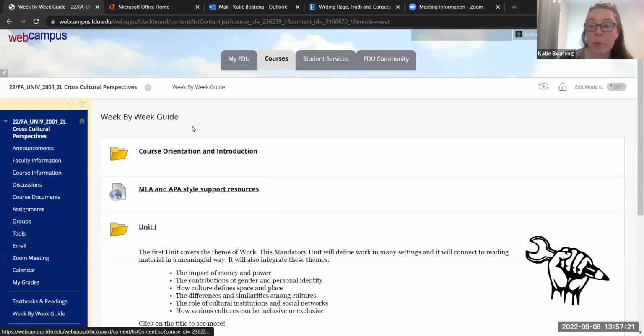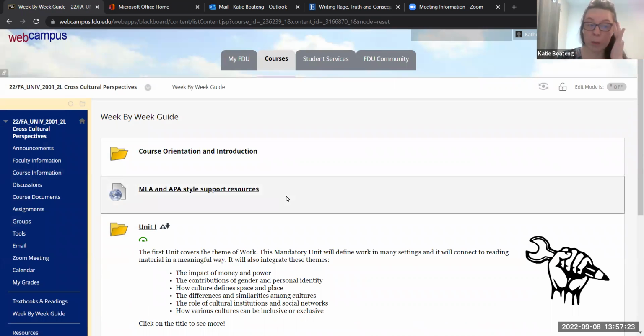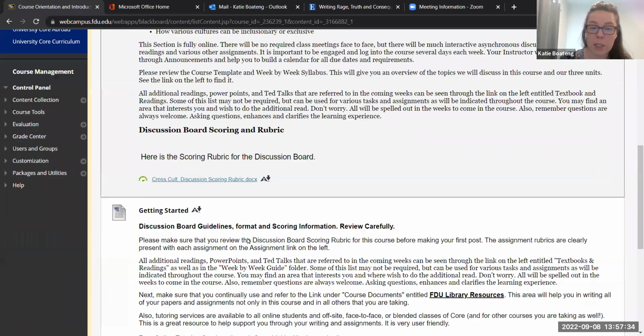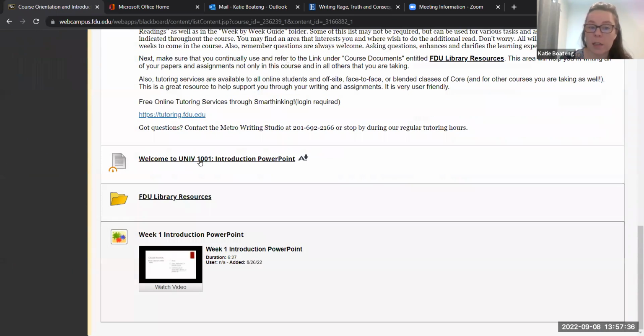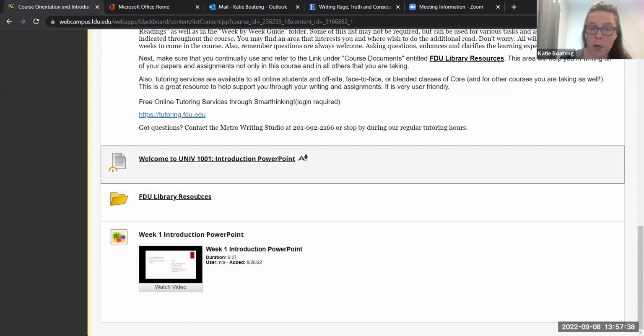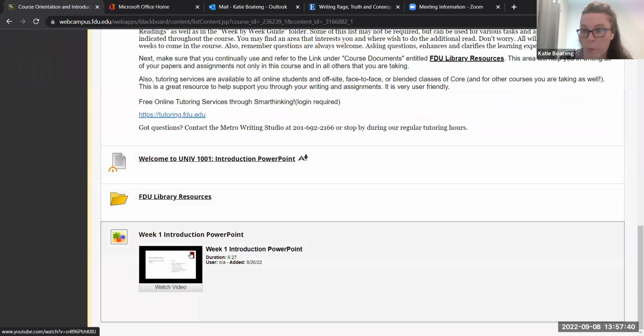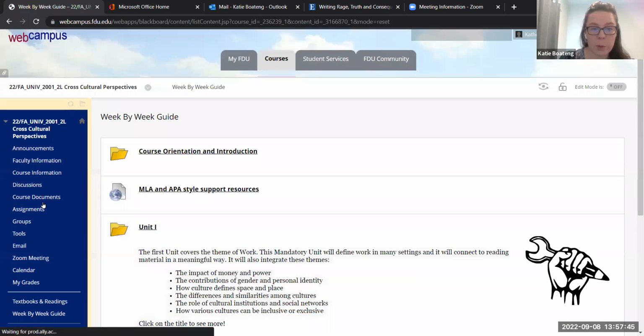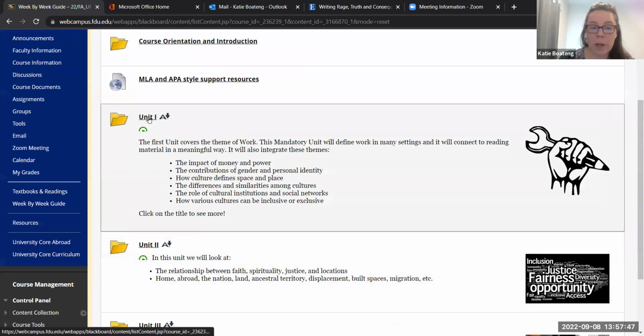All right, probably the most important tab for all of you to be using is this week-by-week guide. Because this is an asynchronous class and we're not meeting face-to-face, this is going to be really useful for you. So there's information in here, course orientation, discussion board guidelines. There's an introductory PowerPoint that I hope you all watched. I created it as a video to make it a little bit easier for you. And then if we scroll back again to the week-by-week guide, Unit 1.